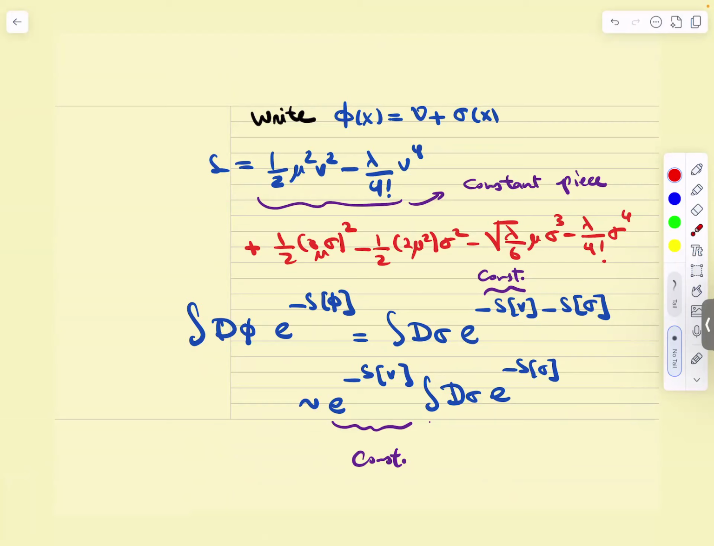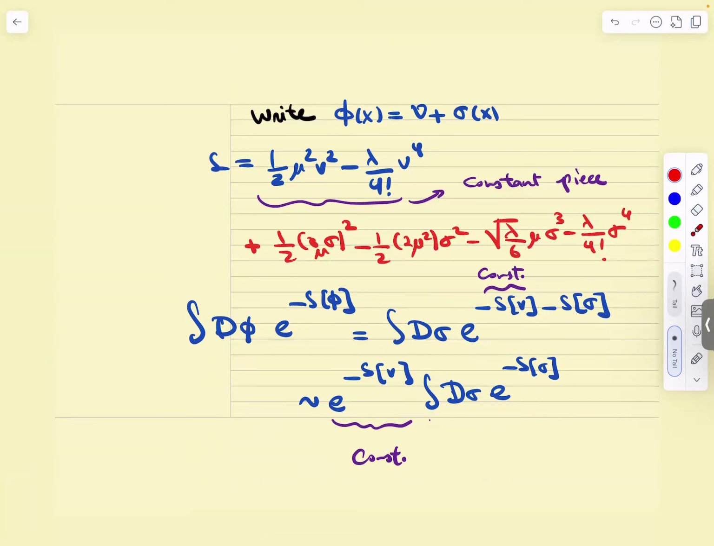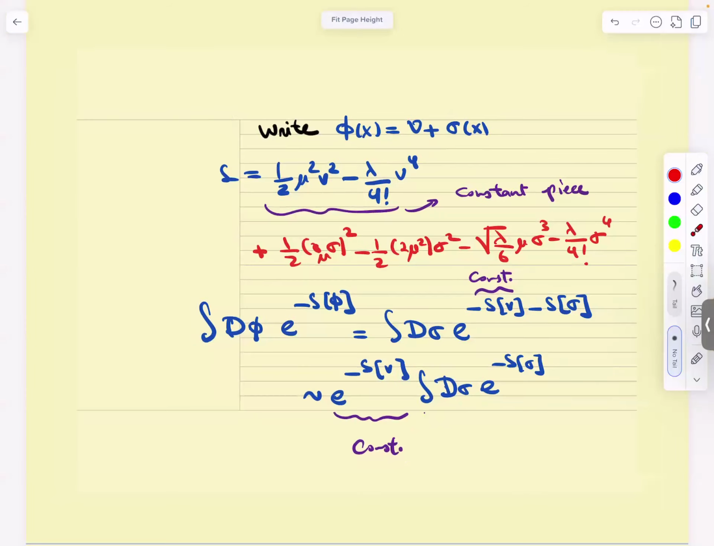You could even deduce it all from the path integral. But we're going to write phi of x as v plus some sigma of x. This is a field redefinition, if you wish. I put v as being x independent, but I could take it to be x dependent as well. That's more complicated, let's not do that. So you plug this into the original action. This is what you obtain.